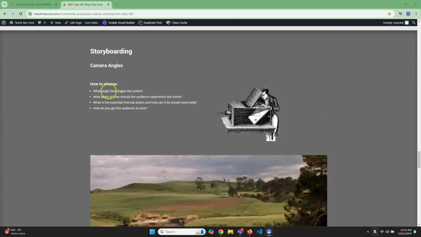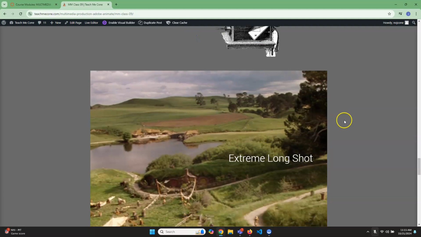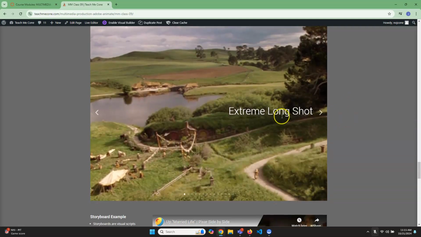A lot of what you're going to be doing is trying to take internal action, meaning their emotional state, and try to show it externally. This is particularly important in animation because we're trying to give the impression that there's some sort of internal motivation, that the characters themselves are eliciting their emotions. Let's just discuss what the shots are, and then we can go from there.